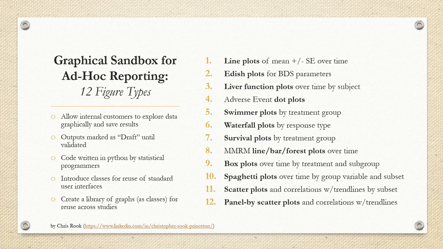All figure code is written in Python, and the user interfaces presented can be produced by statistical programmers. If built using classes, a library of such interactive figures can be saved for reuse across studies. This effort will include line plots, Edish plots, liver function plots, AE dot plots, swimmer plots, waterfall plots, survival plots, line, bar, and forest plots, box plots, spaghetti plots, scatter plots, and panel by scatter plots.